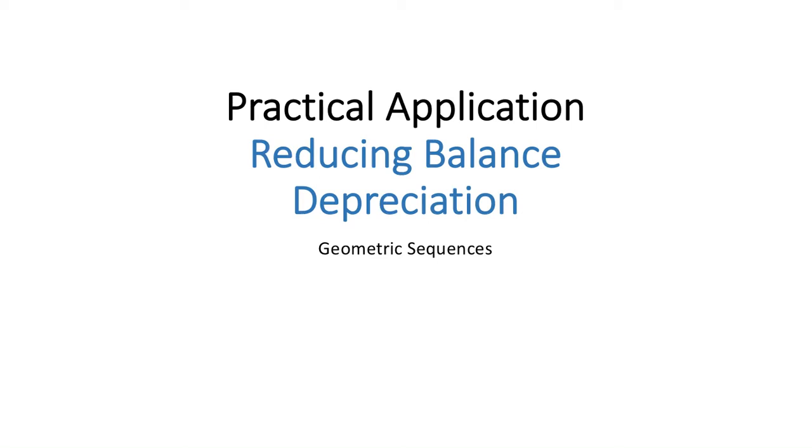In this video, we'll have a look at how we apply geometric sequences to reducing balance depreciation. Reducing balance depreciation is when we depreciate the value of the asset based on the updated written down value of the asset each year. So this differs from straight line depreciation, where we're deducting the same amount from the asset each year, which forms an arithmetic sequence. Reducing balance depreciation is going to form a geometric sequence.